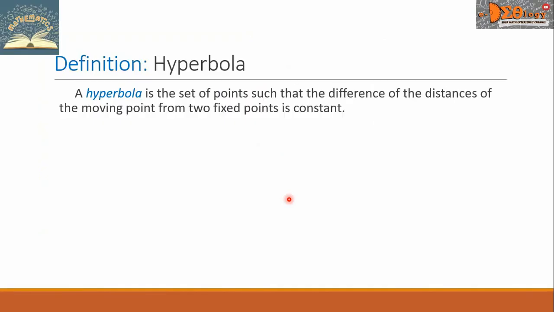Let us first define hyperbola. A hyperbola is the set of points such that the difference of the distances of the moving point from two fixed points is constant. The fixed points are called foci.